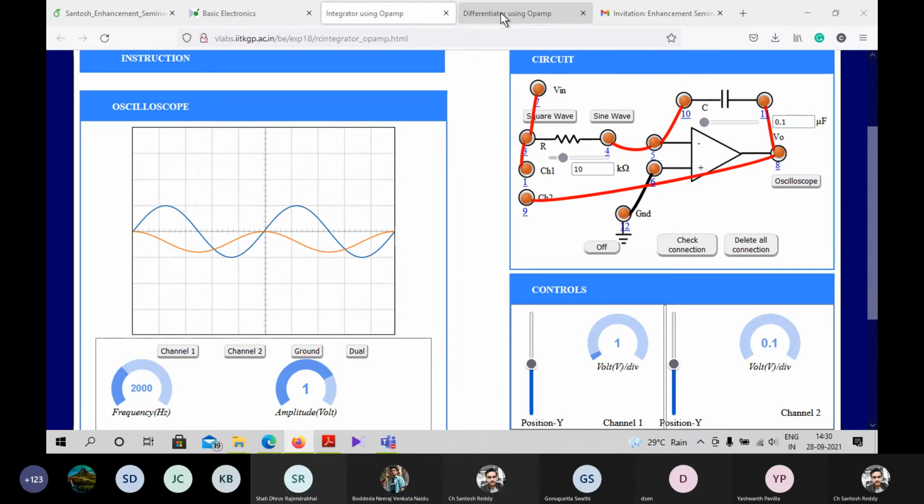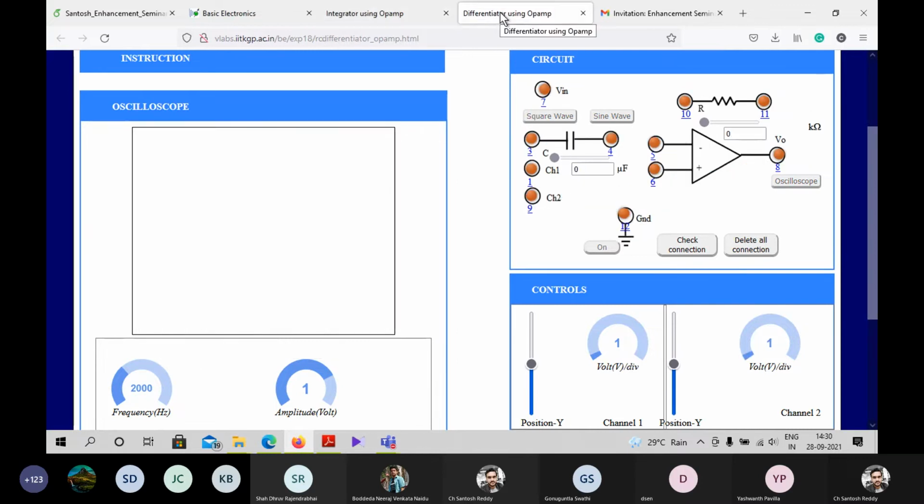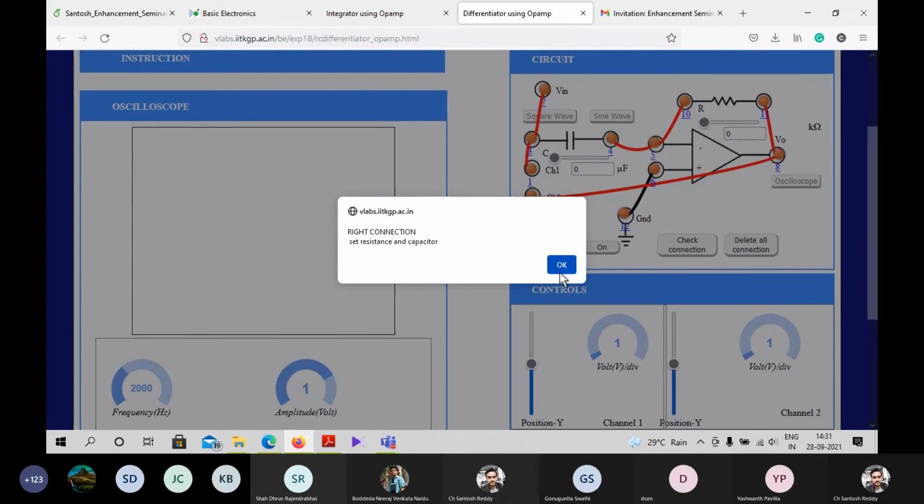Let's go for the differentiator. In the differentiator, we have the same circuit, only we interchange the capacitor and resistor places. So let's connect our input to the capacitor. The capacitor is connected to the inverting terminal. The resistor is also connected to the inverting terminal, and it acts as the feedback resistor. Then the non-inverting terminal is grounded. The oscilloscope's one channel is connected to the input, and the other channel is connected to the output. Let's check our connection. Yes, it's right.